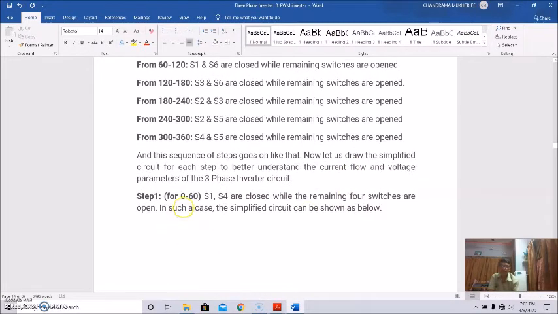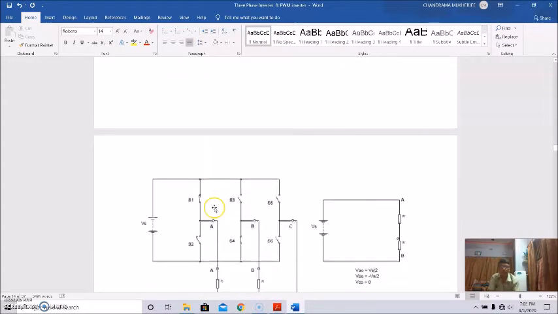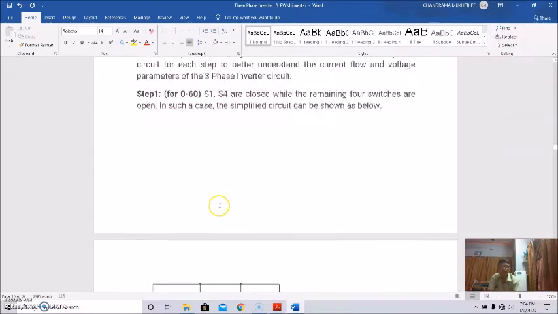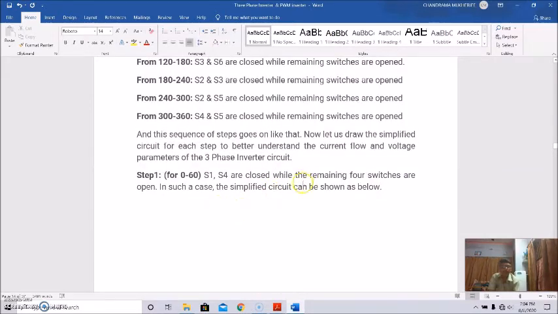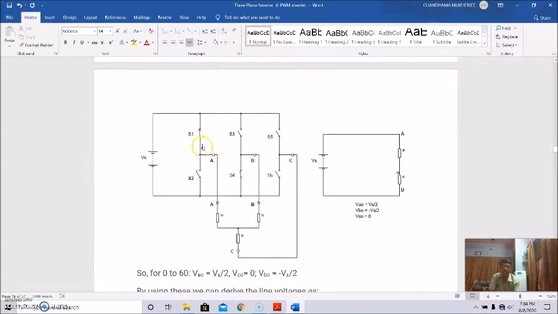So for 0 to 60, S1 and S4 are closed, as I told you. See the pattern. While the remaining 4 switches are open, in such a case the simplified circuit can be shown here. So S1 and S4 are closed, so this will be the circuit.